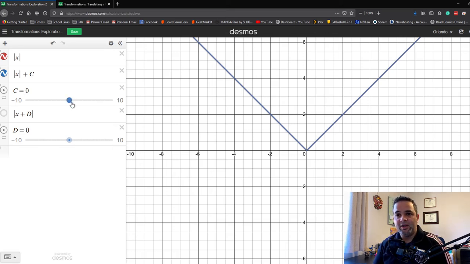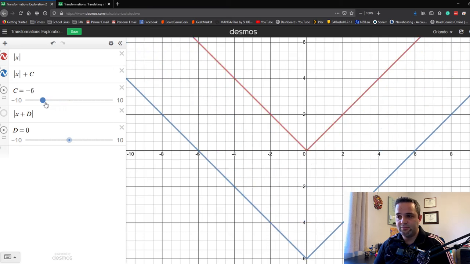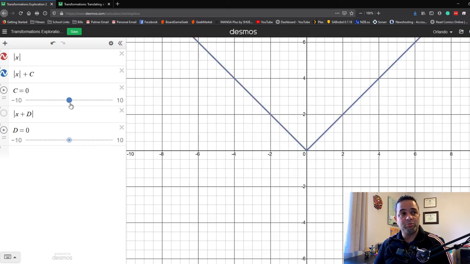So again, if I make c positive, I'm adding outside the function, it should move up. Does that happen? Yep, it's moving up. I see that the more I make c positive, the more it's moving up the graph. And if I make c negative, it should move down the graph. Sure enough, it does. So it looks like it's doing exactly the same thing as before.